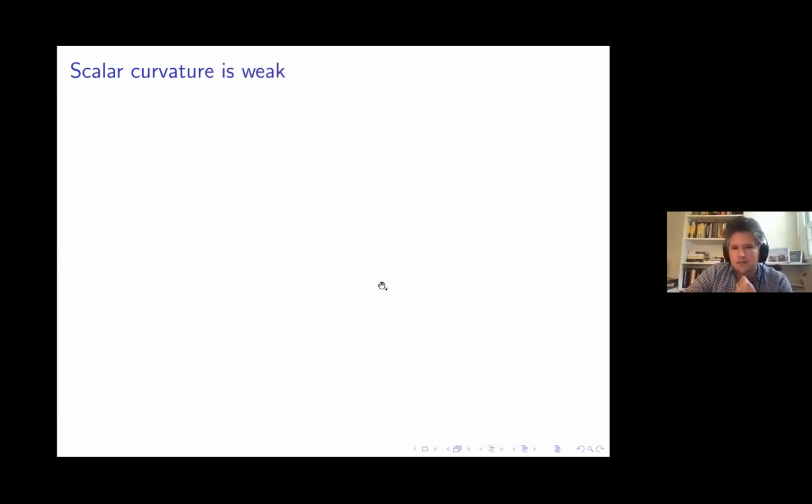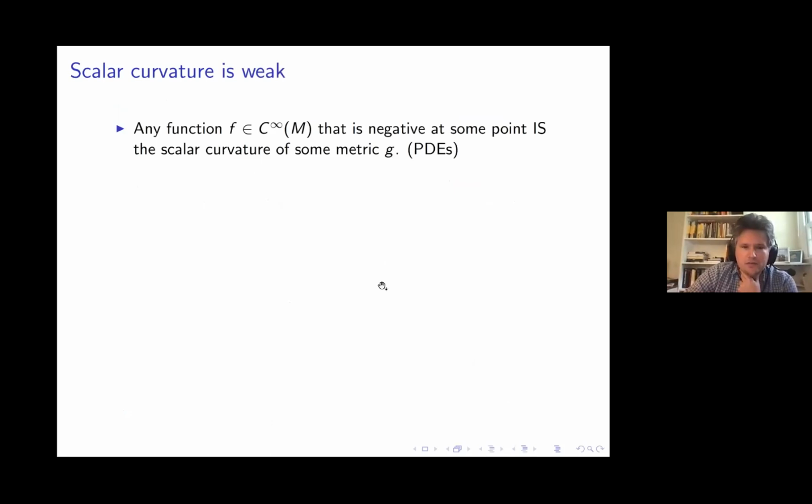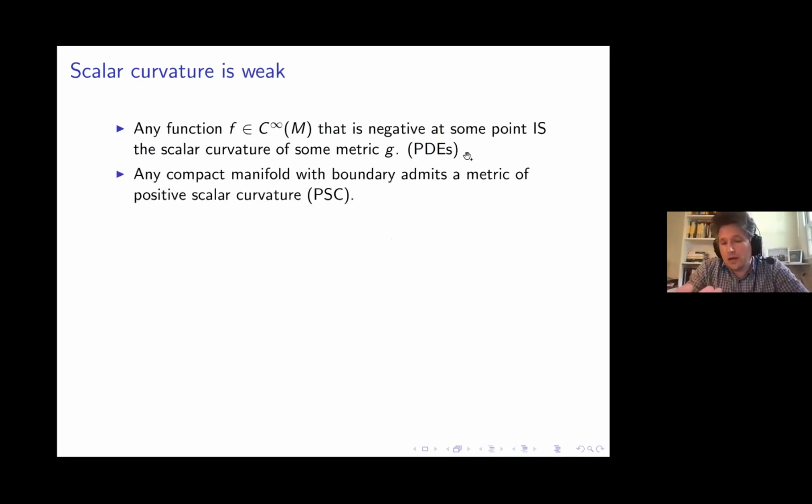Okay, so let me tell you why I say that scalar curvature is weak. For example, if you give me any function on a manifold that is negative at some point, then I can prescribe a metric g that has that function as the scalar curvature. Scalar curvature is a pointwise condition, the pointwise infinitesimal growth of the volume, up to second order. So you give me a function, all I ask is that it's negative somewhere. I don't care about anything else. Then you can do that. And this is basically a PDE result. Using that, you can actually put that on any manifold with boundary.